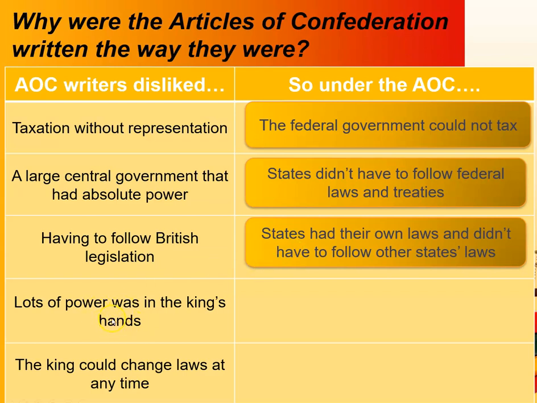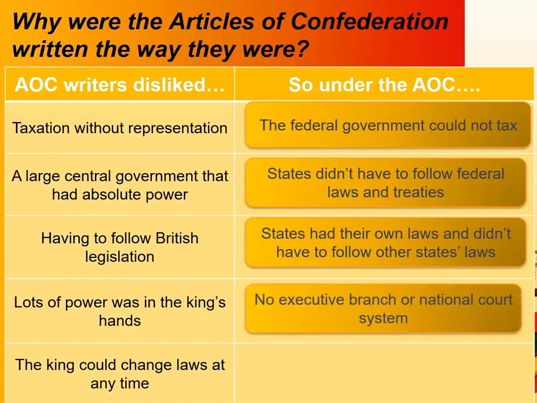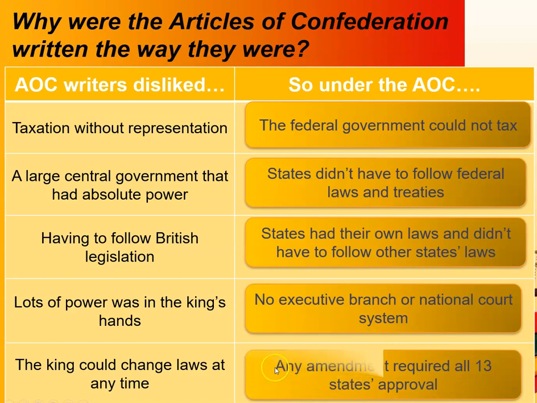There was too much power in their vision in the hands of the king, so they didn't have an executive branch. There was no president. There was only one branch of government, and that was the legislature. They did not even have a judicial branch. They did not like the fact that the king could change the laws anytime he wanted to. So if there was an amendment, it had to have 100% unanimous agreement to change the articles, and laws required 9 out of 13 states to agree, which was pretty tough.